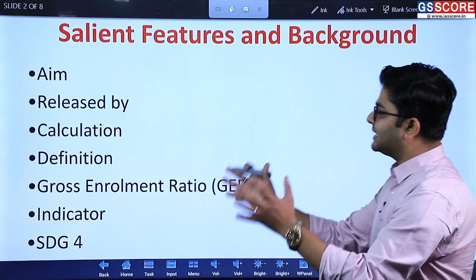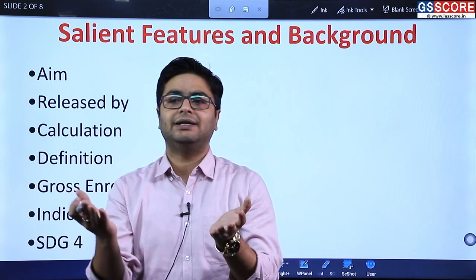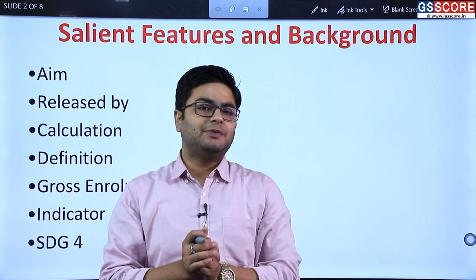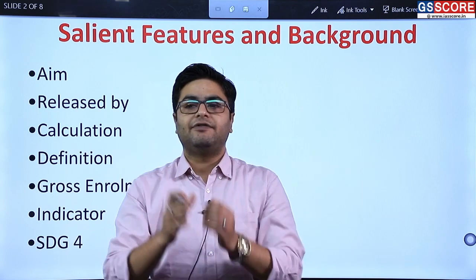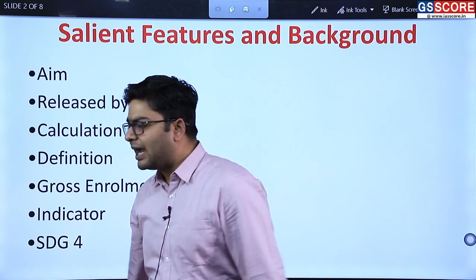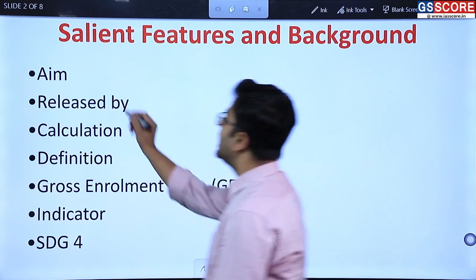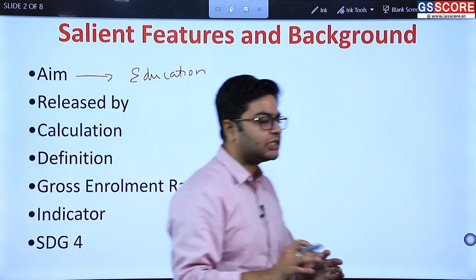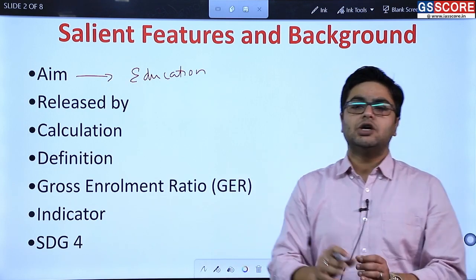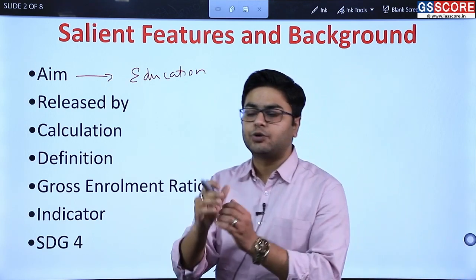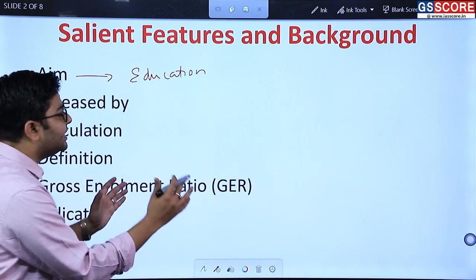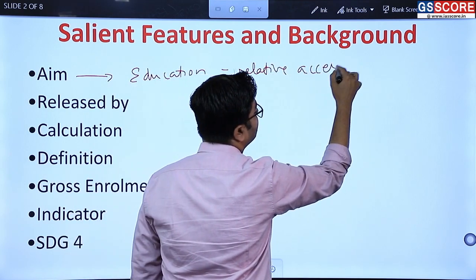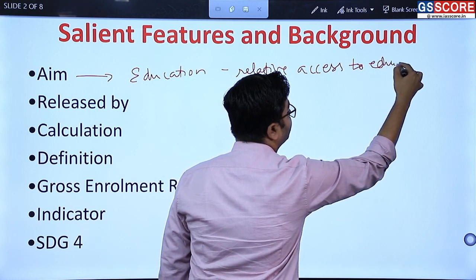So the index, as the name suggests, looks at gender parity. While we are talking about gender, largely the discourse has been related to males vis-a-vis females or vice versa. The aim of the Gender Parity Index is largely focused on education. The orientation of the index largely looks at the socio-economic dimension and education. So it is designed to measure the relative access to education.